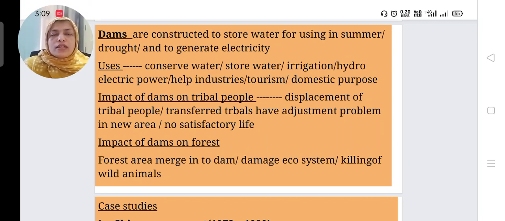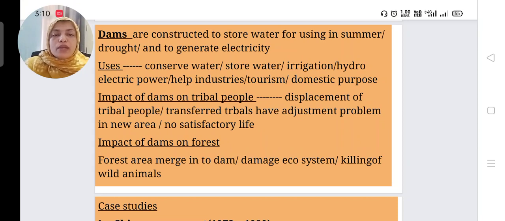Then what is the impact of construction of dam on tribal people? It will create so many problems for tribal people. Their residential and habitat area will be destroyed. Displacement of tribal people. When they are transferred, tribals have adjustment problems. These transferred tribals struggle with so many adjustment problems in the new area. They will not get a satisfactory life there.